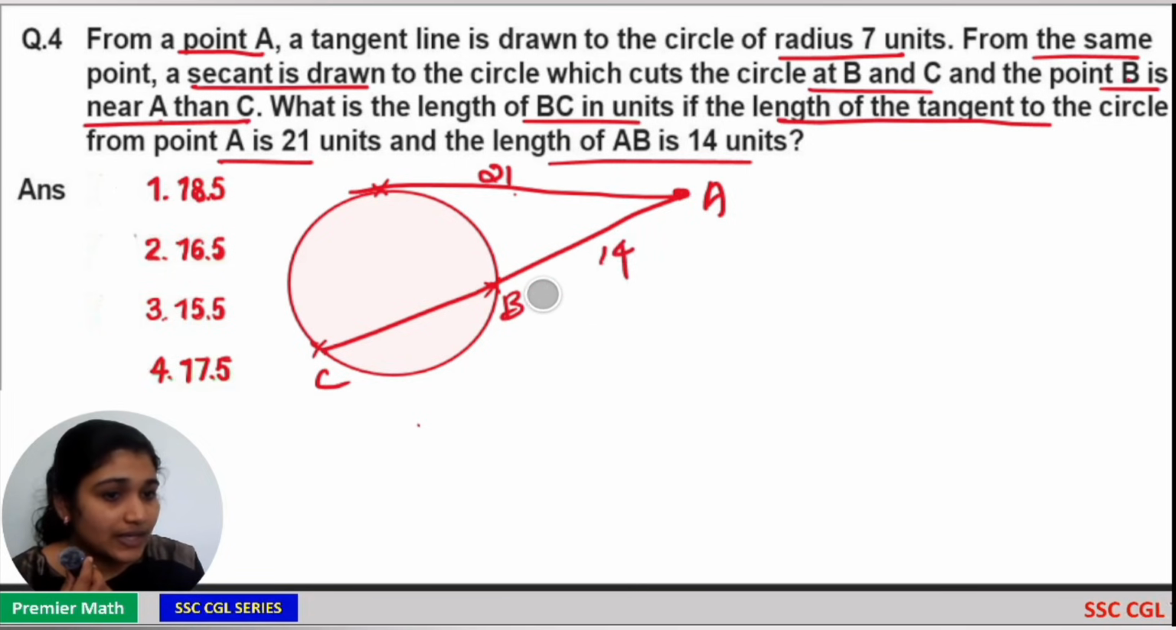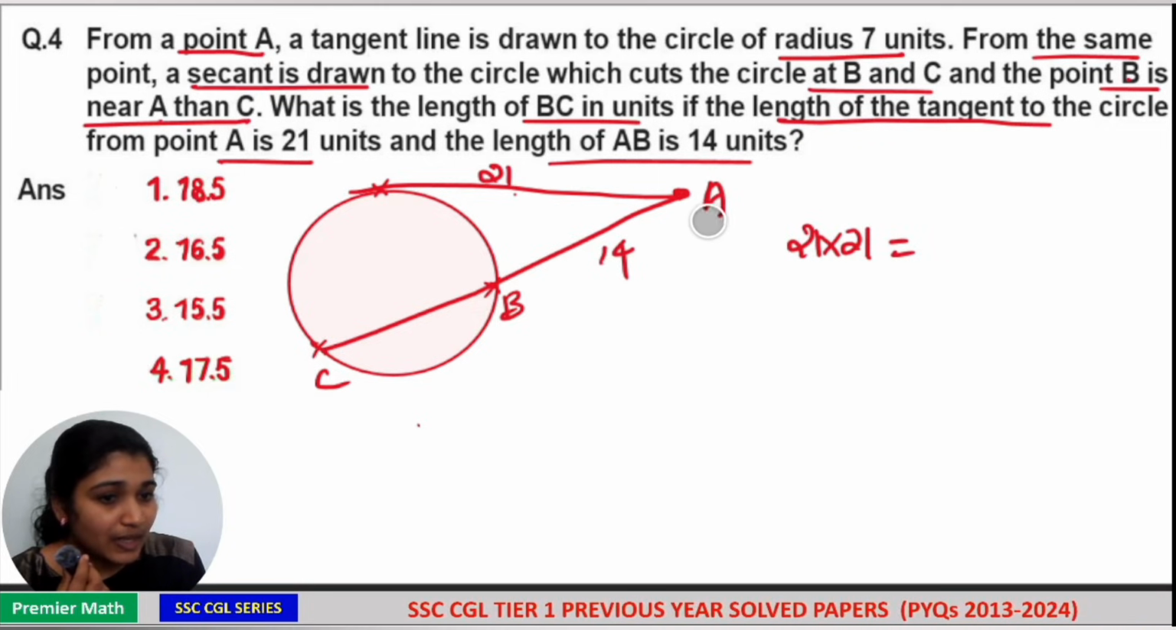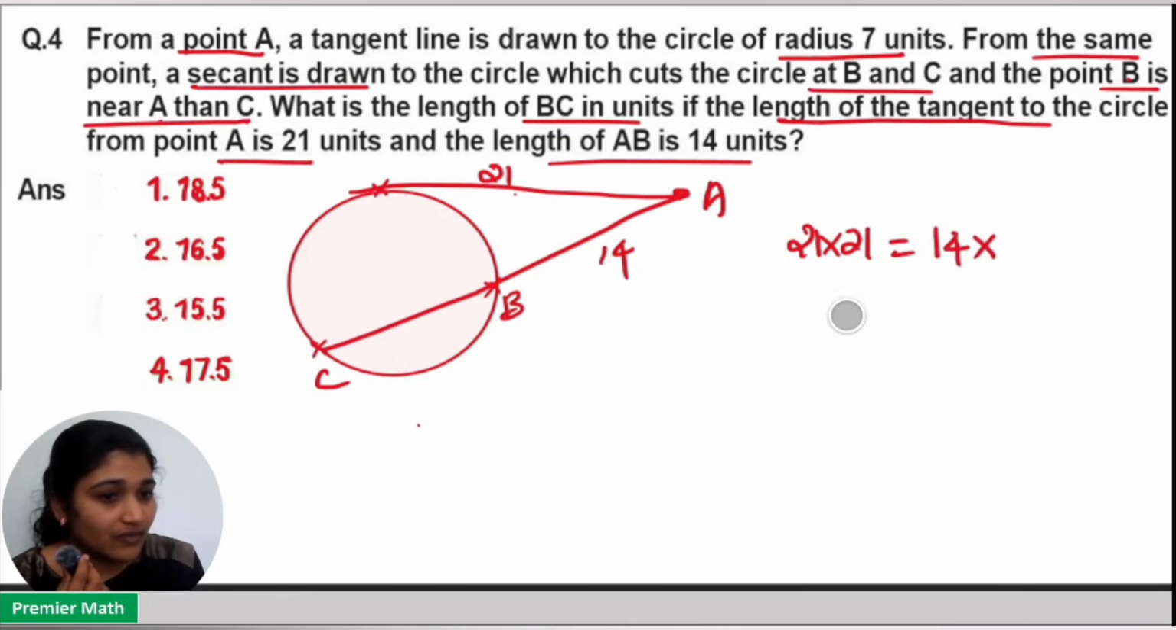Now from the secant theorem, 21 square, that is 21 into 21, is the same as AB, the outside part, which is 14, into AC, which is 14 plus BC.